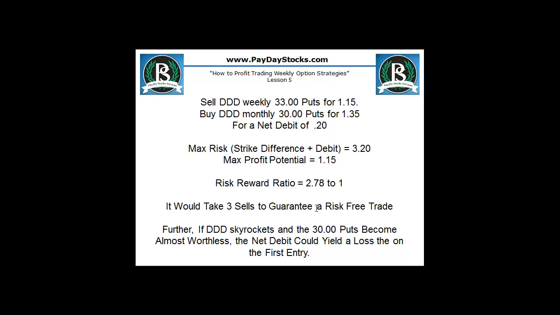Okay, so on KCG, the 1 week max profit potential was bigger than the amount that we paid out, which was 10. On this, it's not. So now we have a big skew here. So the risk-reward ratio is 2.78 to 1. It would take 3 sells to guarantee a risk-free trade on this.